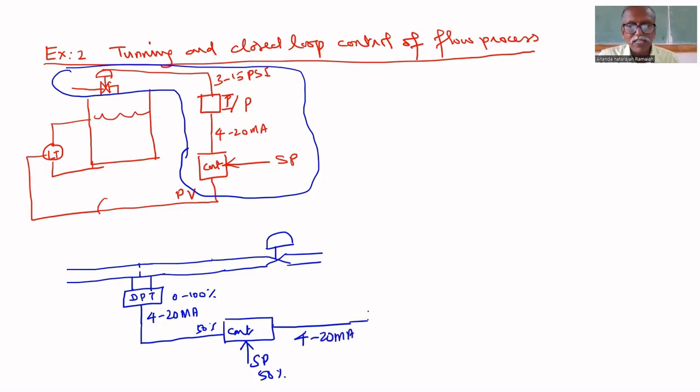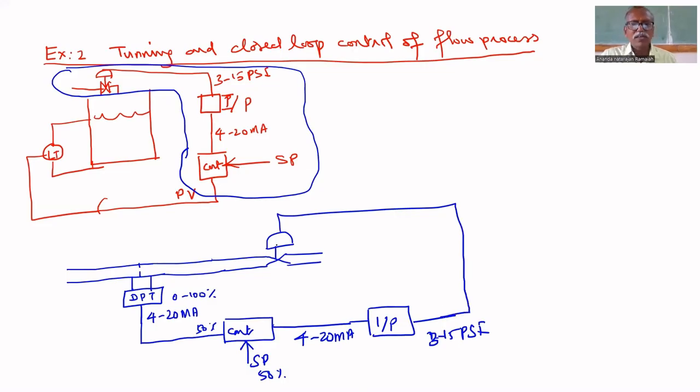This 4 to 20 milliamps has to be converted into 3 to 15 psi. That 3 to 15 psi is connected to this valve. The valve is like a tap at your home. In the tap, you have to rotate to adjust the flow rate. Here, we have to give a pressure signal that varies from 3 to 15 psi, so that the flow rate will vary. The flow rate coming out of this will vary. That's all. This is the flow process.